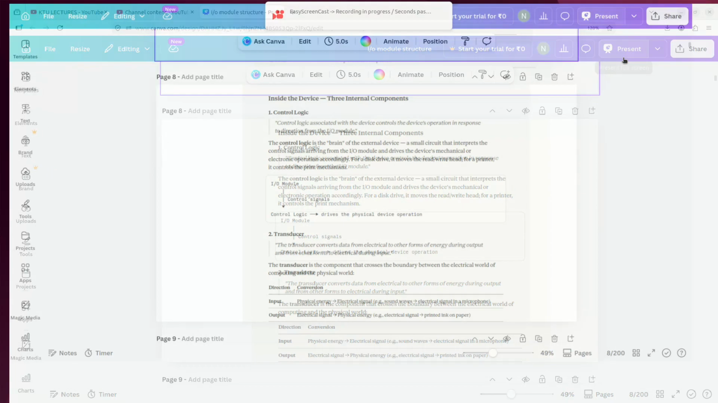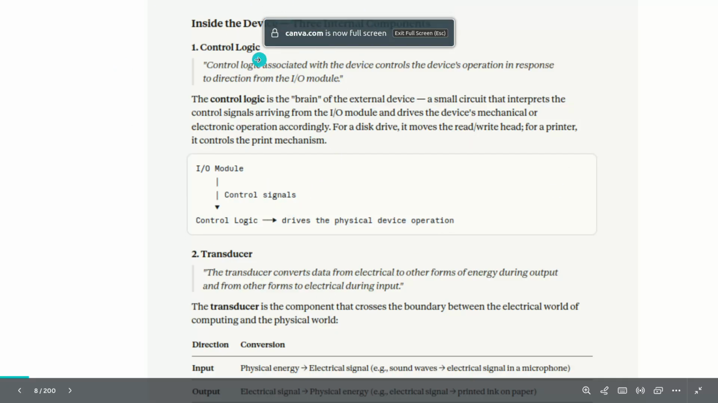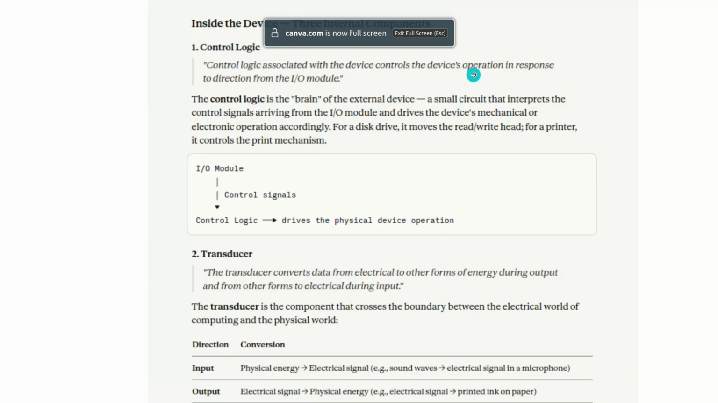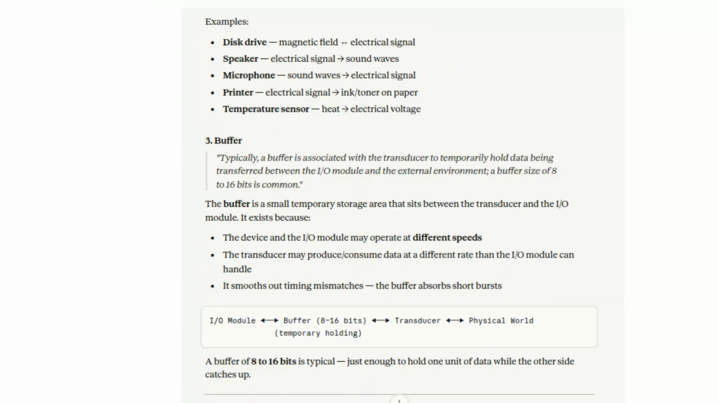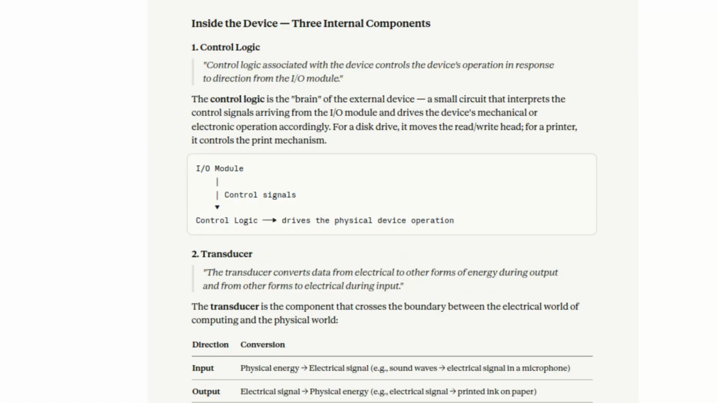In this part of the revision, we are looking at inside the device. There are three main internal components inside the device. First is the control logic, then you have the transducer, then you have the buffer. Okay, so these are the three important things inside, the three internal components.